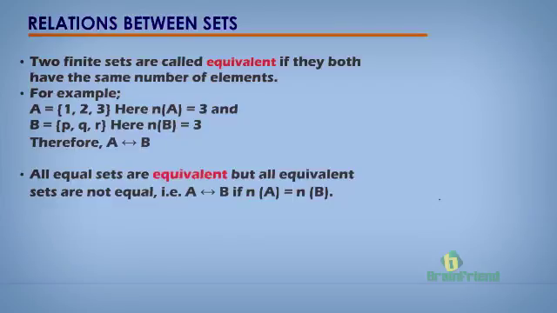Another relationship that exists between sets is one of equivalence. Two finite sets are equivalent if they both have the same number of elements. So if you have a given set A, for instance, that has elements 1, 2, and 3, while our set B has elements P, Q, and R.